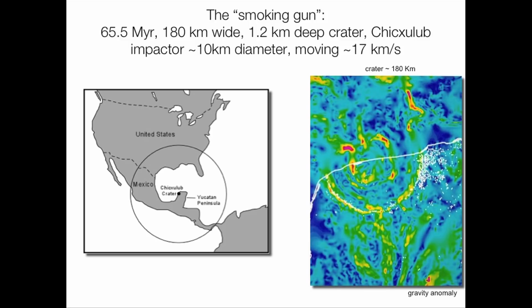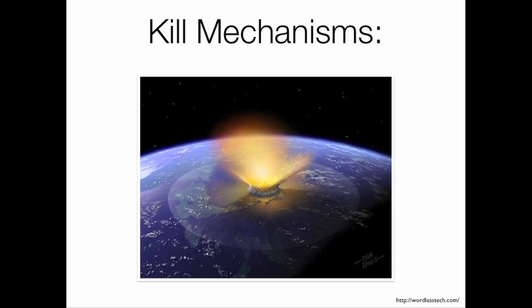Here's the coastline, and here are these little concentric circles. Everything's been covered in sediment, so it's buried. These little dots are the cenotes, which are those little limestone springs. And you can see that there's a ring of them around the edge of the crater, which is pretty cool.